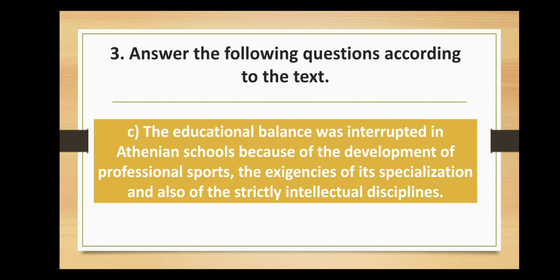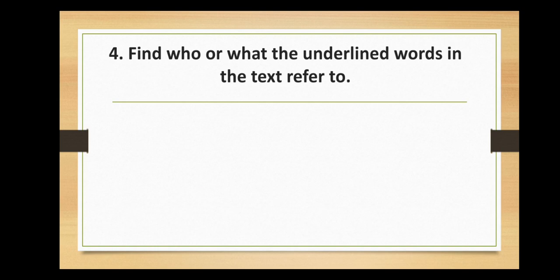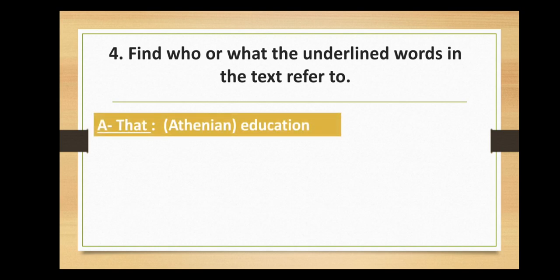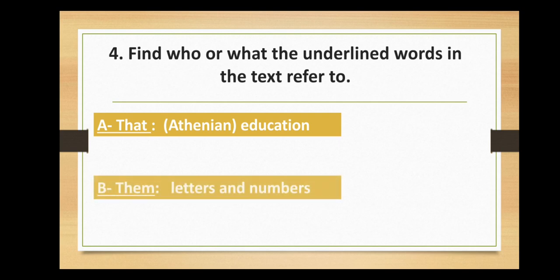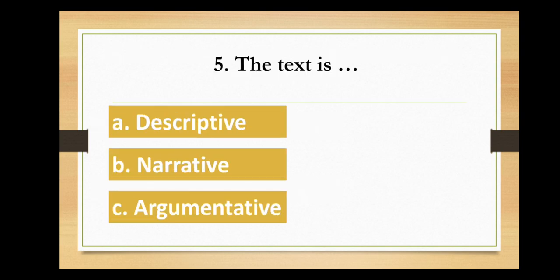Now we move on to question 4. Find who or what the underlined words refer to in the text. So we have that refers to education. You can include Athenian between parentheses, or you might omit it. So that refers to education, and them refers to letters and numbers. And finally, question 5 in part 1 is the type of the text. So, what is the type of the text?